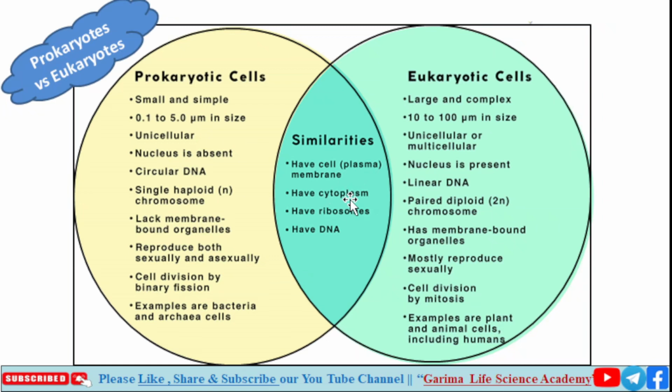Both prokaryotes and eukaryotes have cytoplasm. The third similarity is that both have ribosomes. Ribosomes help in protein synthesis. And both have DNA. So there are four common similarities: the presence of a cell membrane, cytoplasm, ribosomes and DNA. DNA is present in both eukaryotic and prokaryotic cells.